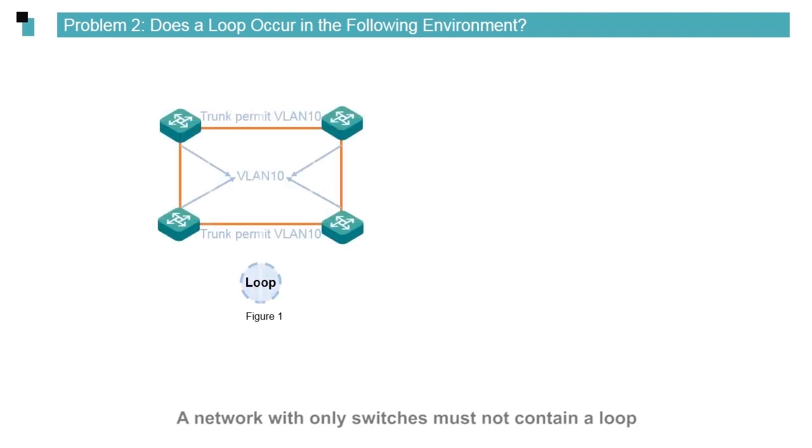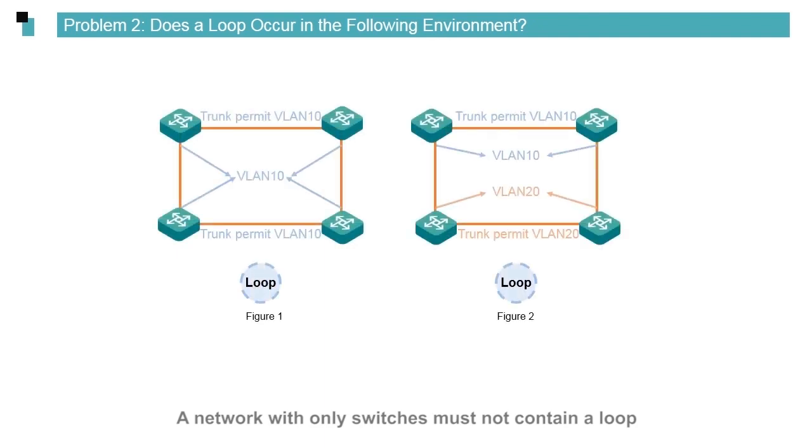A network with only switches must not contain a loop. In Figure 1, 4 switches belong to VLAN 10, and 2 trunk links allow VLAN 10 data to pass. In this situation, a loop occurs. In Figure 2, 2 switches belong to VLAN 10 and are connected to the trunk interface belonging to VLAN 10. The 2 switches below belong to VLAN 20 and are connected to the trunk interface added to VLAN 20. Data frames can be forwarded and are looped.